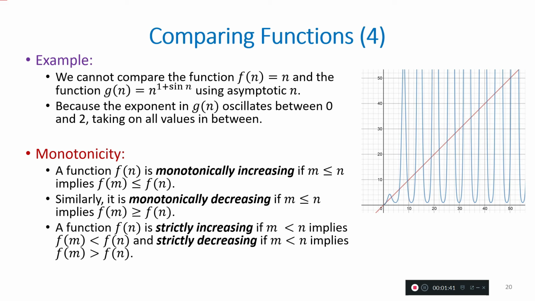With that said, now let's take a look at some standard functions and their properties that we are already familiar with. The first one is a monotonic function. So a function f of n is said to be monotonically increasing if m less than or equal to n implies that f of m is less than or equal to f of n. Similarly, we have a monotonically decreasing function if for m less than or equal to n, f of m is greater than or equal to f of n. So this can be made more strict by defining strictly increasing or strictly decreasing functions by removing the equal sign over here.